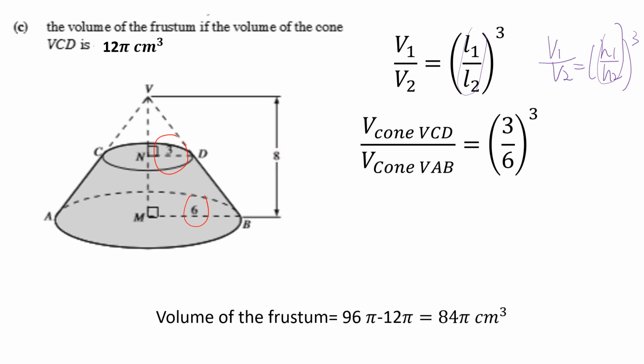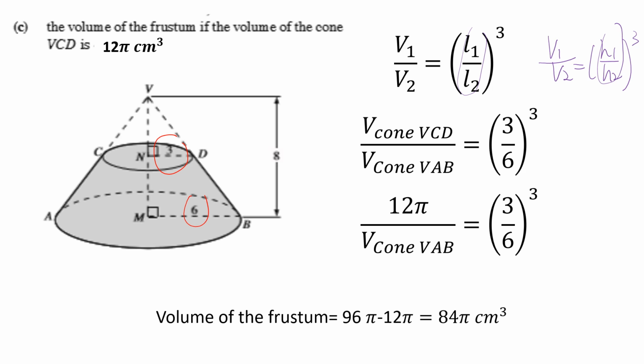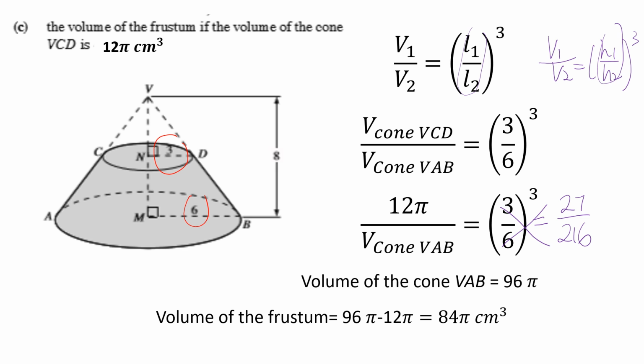The big one is 6. Okay, so I cube it, and I'm given the volume of your cone VCD is 12 pi. So I'm going to substitute in. And then this one here will give you 27 over 216. And you just do a cross multiply, a shortcut that we use quite often. And you can find the volume of the cone VAB to be 96 pi. So therefore, the volume of the frustum will be 96 pi minus 12 pi, which gives you 84 pi centimeter cube.